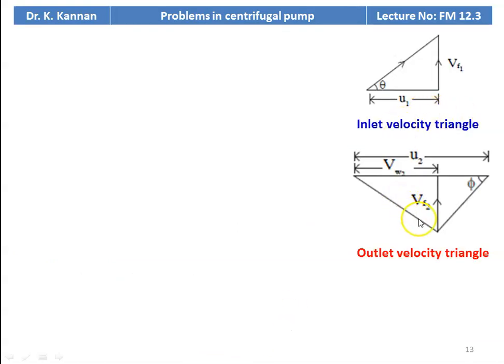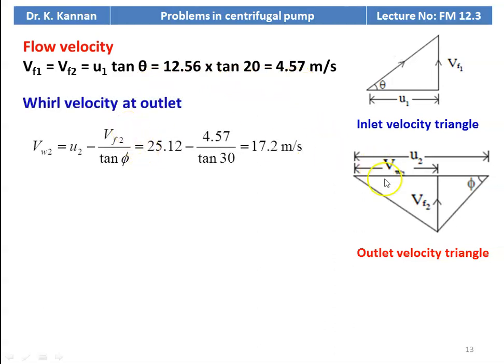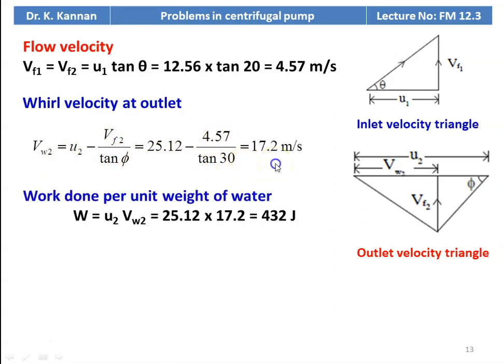And this is the inlet and the outlet velocity triangle of the centrifugal pump. So the flow velocity at the inlet, referring to the diagram, VF2 equal to VF1 equal to U1 tan theta. So 12.56 into tan 20 equal to 4.57 meters per second. And the whirl velocity at the outlet, referring to the outlet velocity triangle, VW2 equal to U2 minus VF2 by tan phi, which is 25.12 minus 4.57 divided by tan 30 equal to 17.2 meters per second.